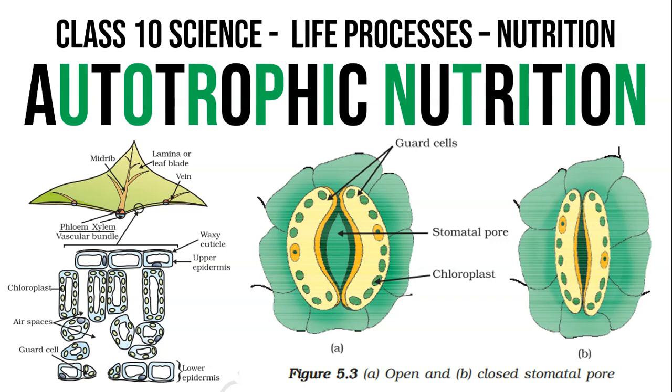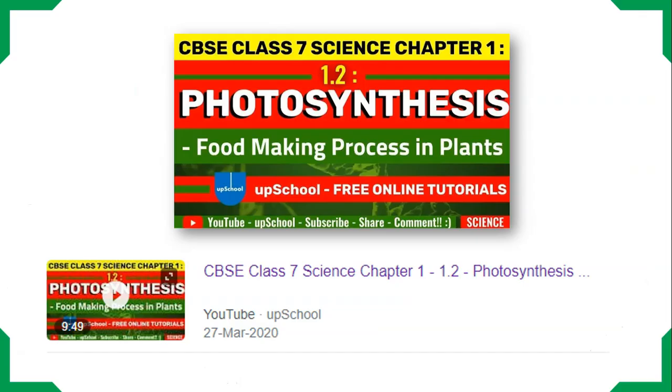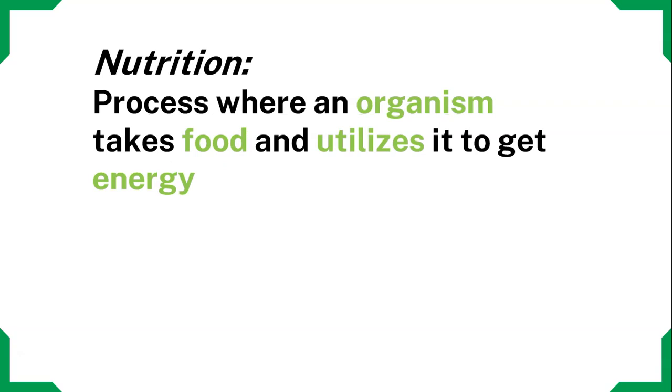Today we're going to be learning about Class 10 Science, Chapter 6, Life Processes, Autotrophic Nutrition. So I've made a video on photosynthesis, which will basically also explain the same topics I'll be explaining right now, but this is a Class 7 chapter, and we're doing Class 10, but you guys can check out this video if you want. So we're learning about autotrophic nutrition.